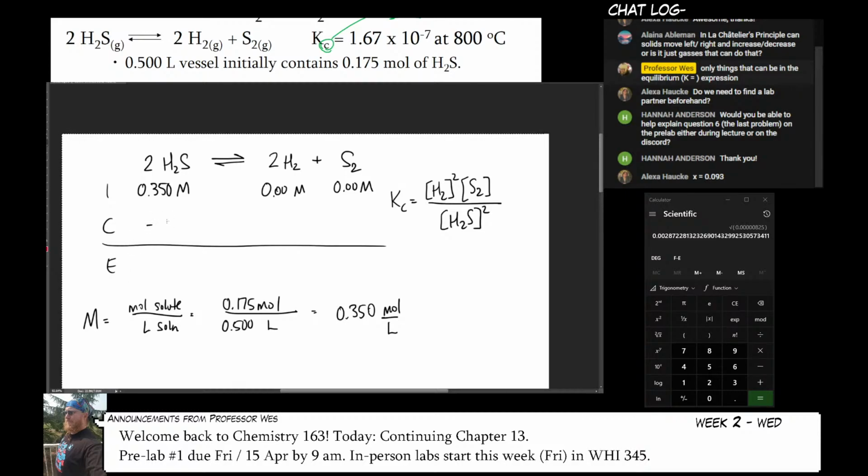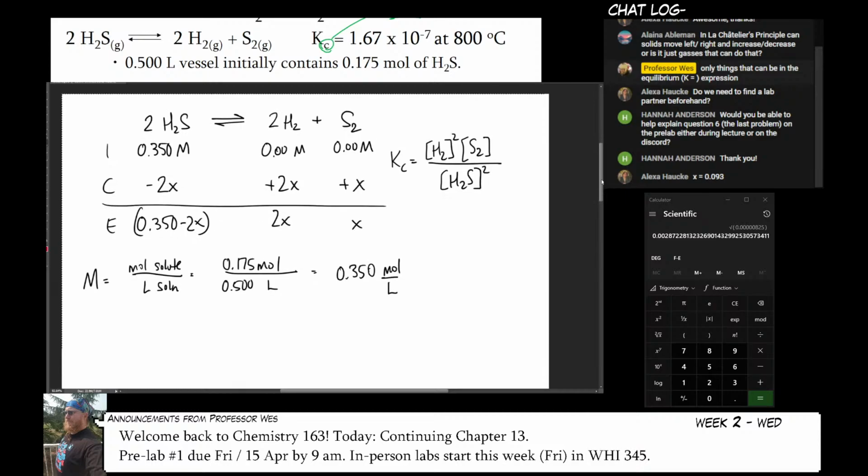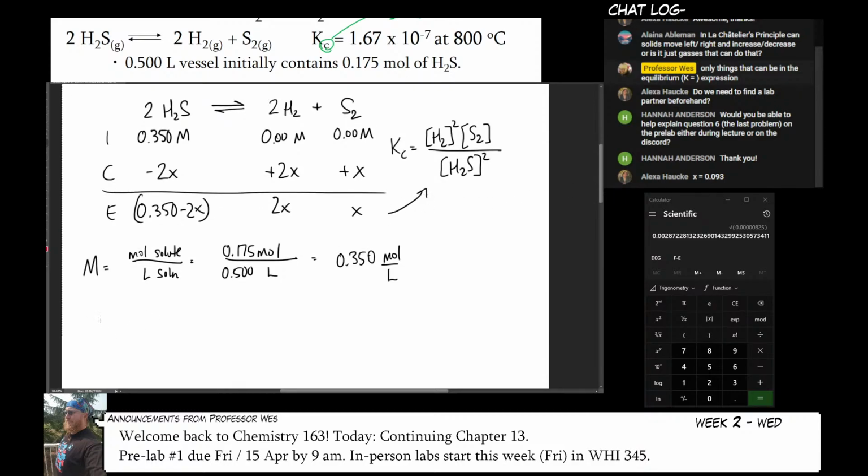So then we're going to set up our ice table. So we're going to lose reactants. We're going to gain products. And so our expression would become, for equilibrium, 0.350 minus 2x, 2x, and x. So let's take all this and then we'll throw it in the Kc. So Kc is going to equal H2 squared, so that's going to be (2x) squared, times S2, which is x, divided by H2S squared.